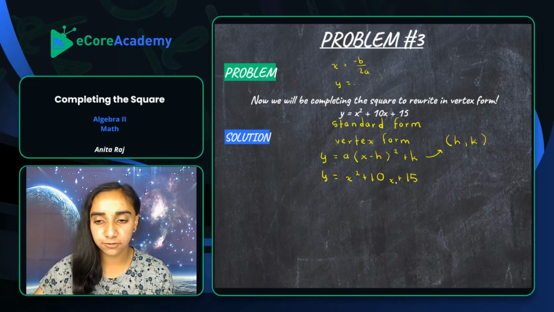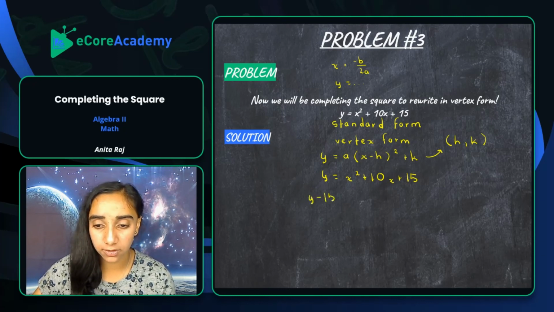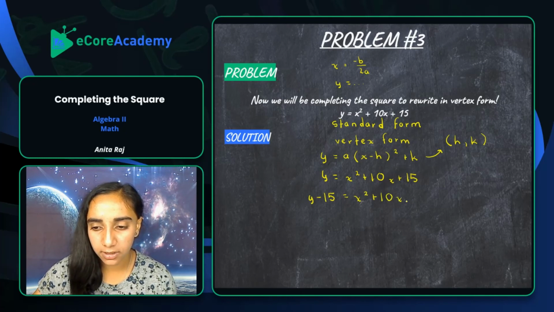Therefore, we're going to subtract 15, which is our c term, from both sides. If we subtract 15 from this side of the equation, we get y minus 15. Do not neglect the y. The y is important. So y minus 15 is equal to x squared plus 10x. So now we got to fill in this gap. Whatever goes right here, we need to fill that gap in.